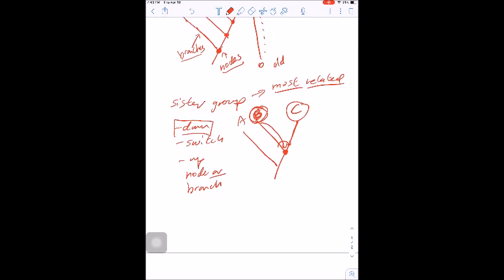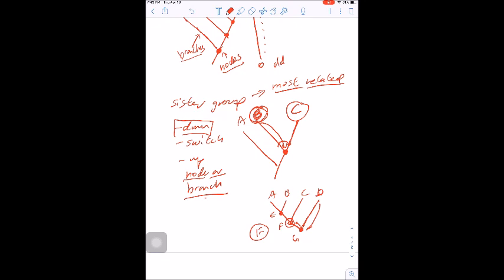Okay, so I said node or branch, so let's try something else. Let's try this: A, B, C, D, and we'll say E and F are going to be the nodes. So what is the sister group of D? You go down to the node below it, we'll call this G, and you go up to the next node or branch. In this case, it's a node. So F is the most closely related group to D.